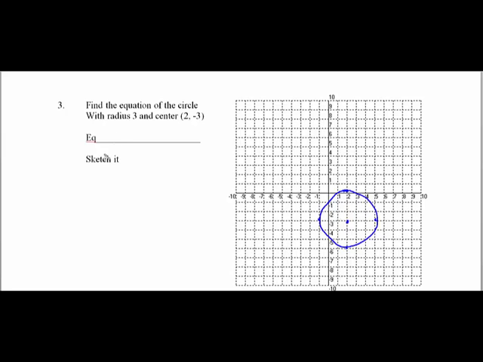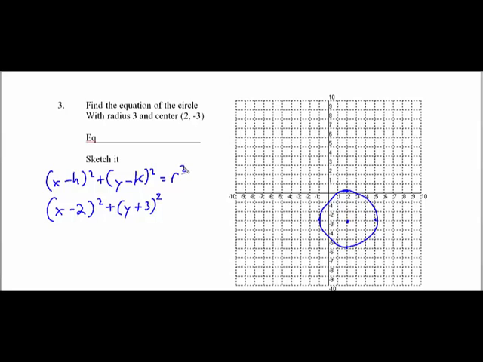But the question says write an equation for this. Well, the equation is going to be, again, x minus h quantity squared plus y minus k quantity squared equals the radius squared. So we will plug into this equation x minus h, which is going to be x minus 2. And here we've got y minus k, and it's already a -3, so we'd have y minus -3, which gives us the positive 3.